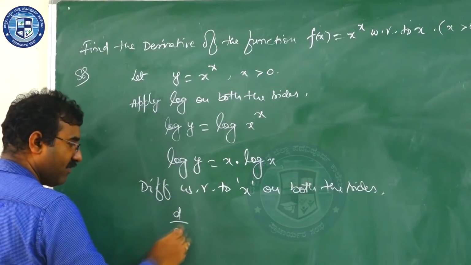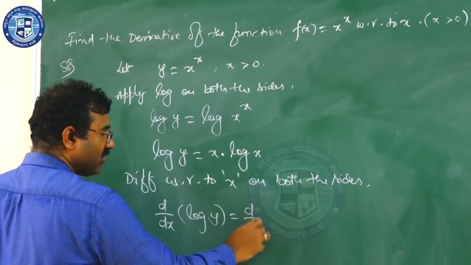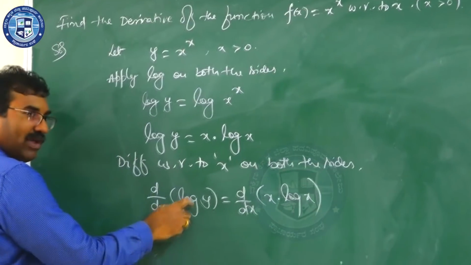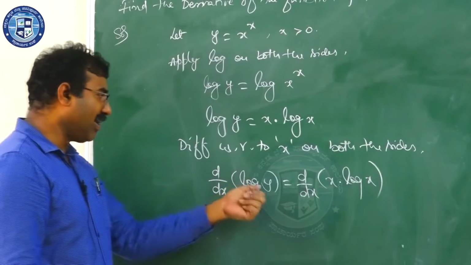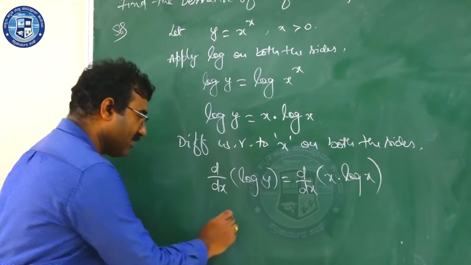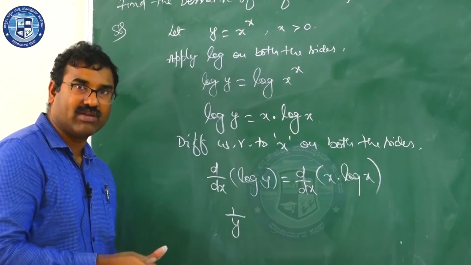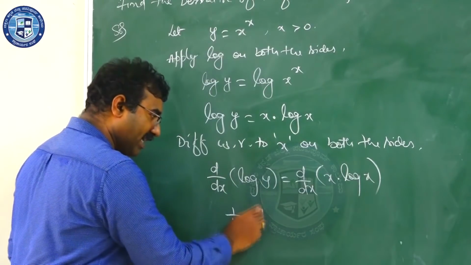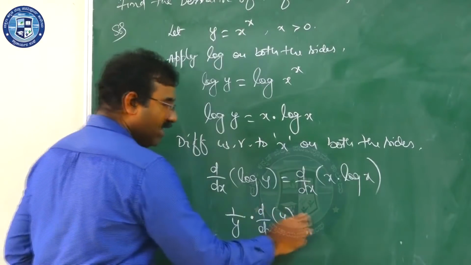d by dx of log y is equal to d by dx of x log x. So d by dx of log y, because you are doing with respect to x, you assume log x. d by dx of log x is 1 by x. Is it really x? No. To work it out, we always assume like that, chain rule, right? So 1 by y into d by dx of y, because it's not x, so we consider its derivative.